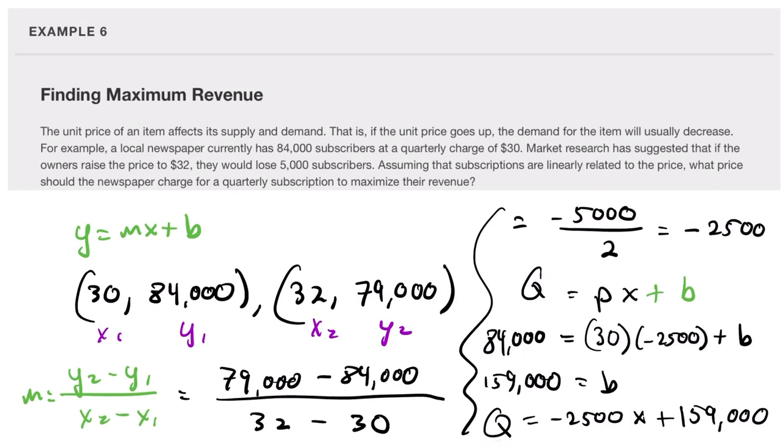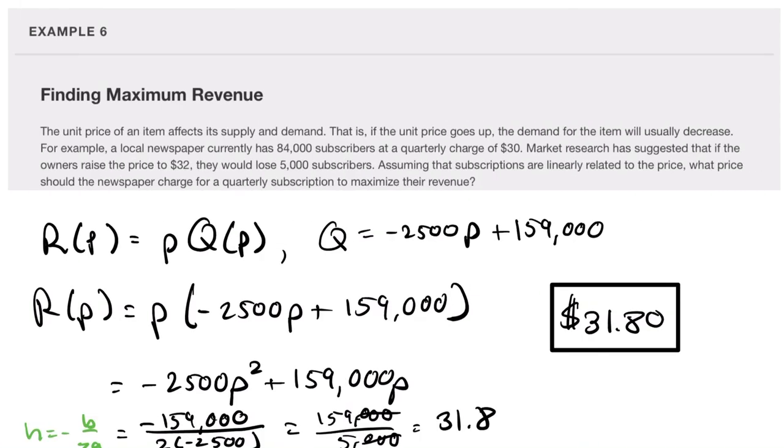This should have been Q of P right here. All of this should have been a P. I kind of had it, but I got it mixed up. So this is telling us the number of subscribers based on the price. That should be a P there. Let's go ahead and make that change: number of subscribers based on the price.